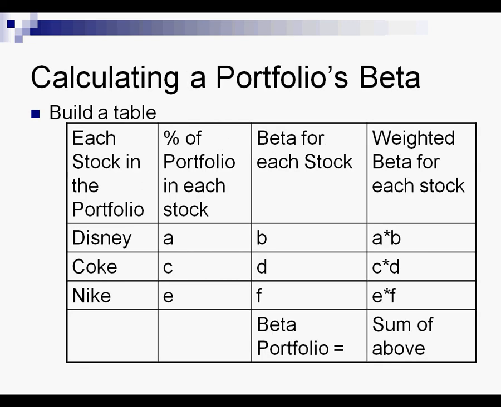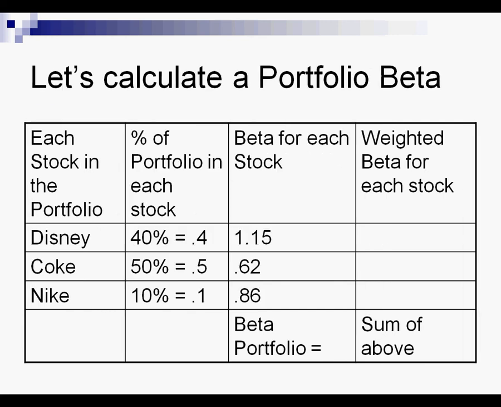You've seen this table before when we did the weighted expected rate of return, etc. Again, we're going to take the stock and the percent of the portfolio that we have in that stock times the beta for that stock, which gives us the weighted beta for each stock. We sum those up and that gives us the beta for the portfolio.